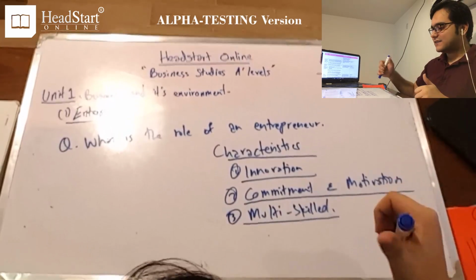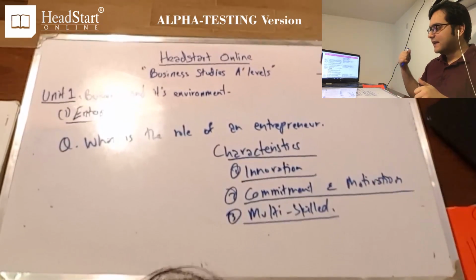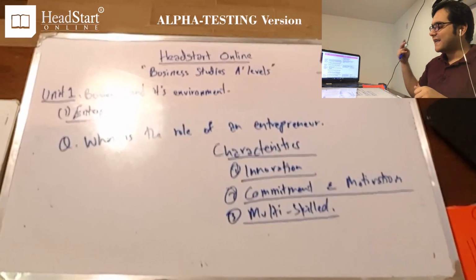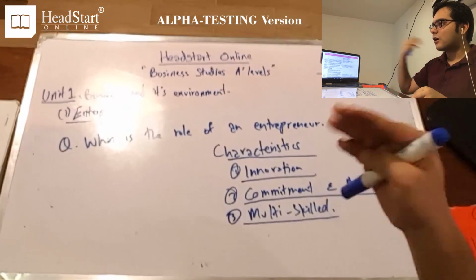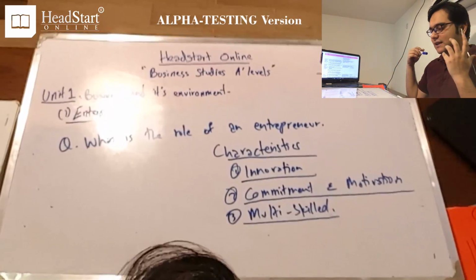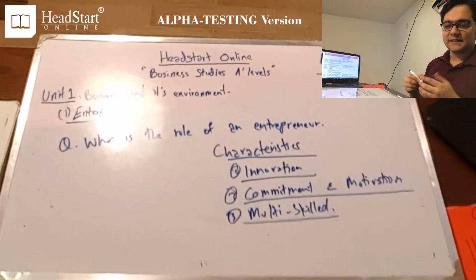So basically, an entrepreneur needs to have a certain number of multi-skills: he needs to have an understanding of technology, an understanding of the business, an understanding of how to maintain money, and an understanding of how to talk to people and communicate to customers and suppliers. So a multi-skilled entrepreneur is a successful entrepreneur.